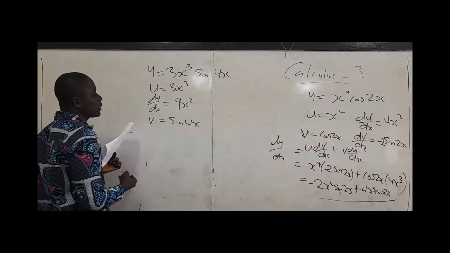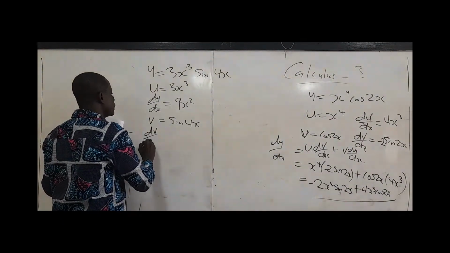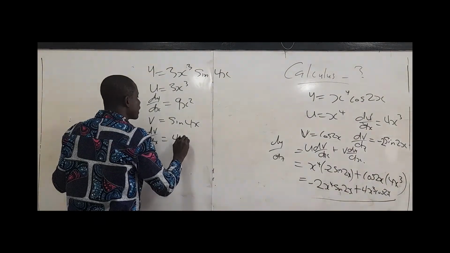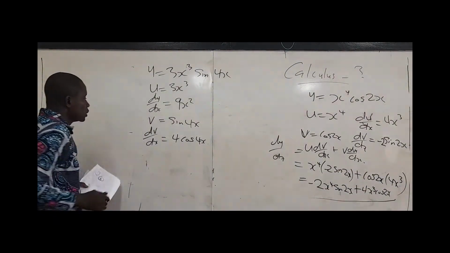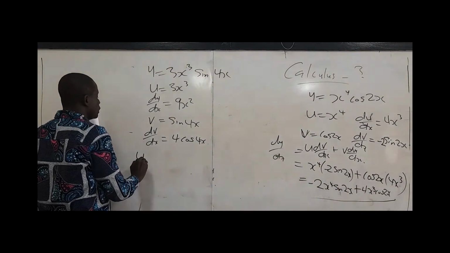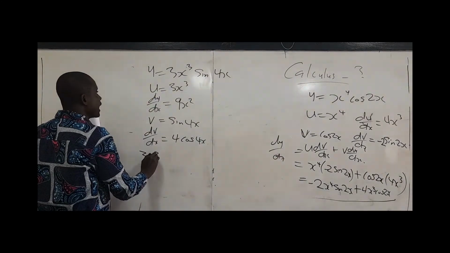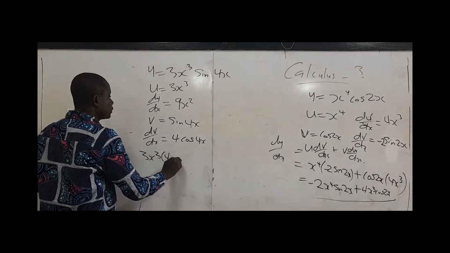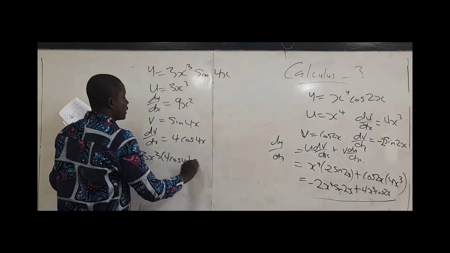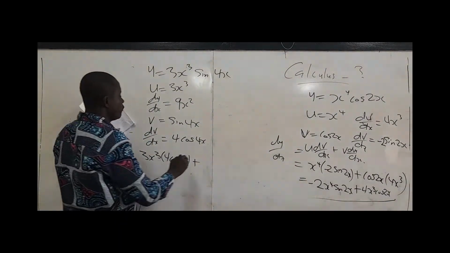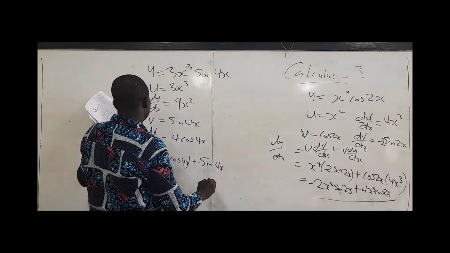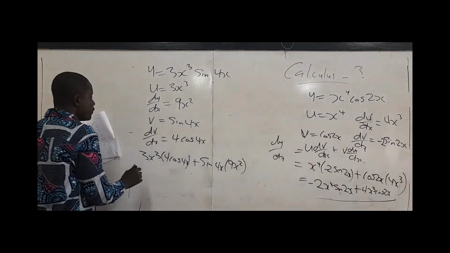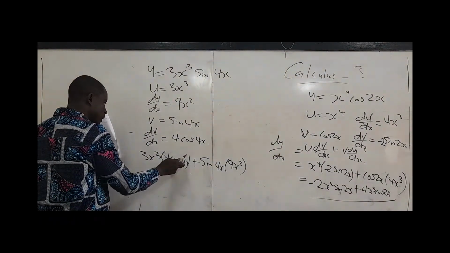Then v is equal to sine 4x. I'm differentiating them separately. Then after that, we apply that rule. So dv/dx is equal to, we differentiate this one. That will be 4 cos 4x. So the formula is u, which is 3x cubed, times the differential of this, 4 cos 4x, plus v, which is sine 4x, times du/dx, 9x squared. So in effect, I'm going to get this 4 times this one, but not this. So it will be what?